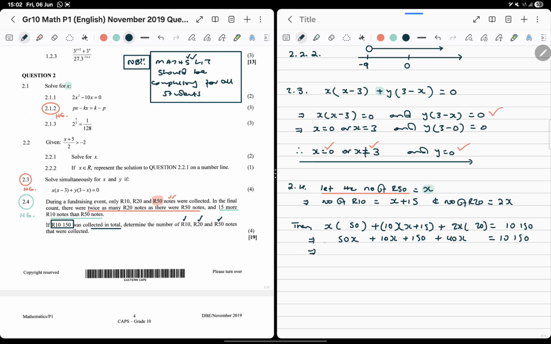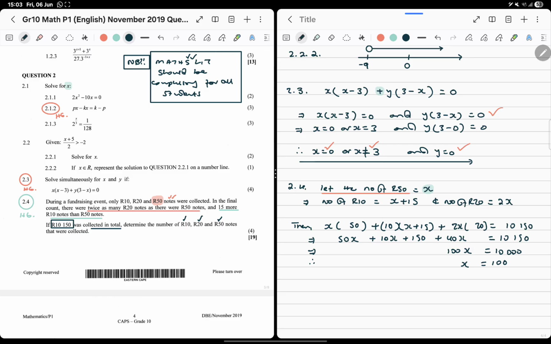Now, what do we have? 50 plus 10, that's 60, plus 40, that's 100. And then of course 150, when we take it over, we end up with just 10,000. Okay. Now we divide by 100, we see that x is actually going to be 100. Nice.